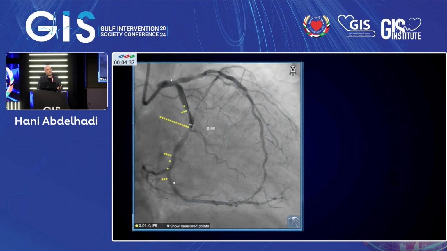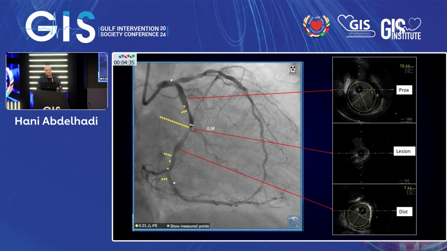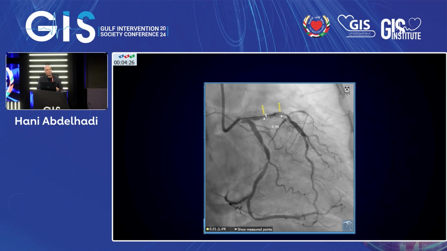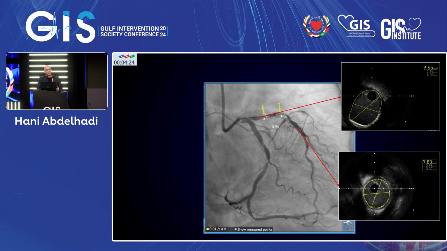So we go to the circumflex, we do our IVUS interrogation, and yes, the lesion is very severe, much worse than I thought it would be angiographically. We've got very clear landing zones proximally and distally, and we're going to go ahead and treat this. We do IVUS of the LAD, and if you look at your proximal and distal landing zones, again, you've got very good, reasonable landing zones to land in.